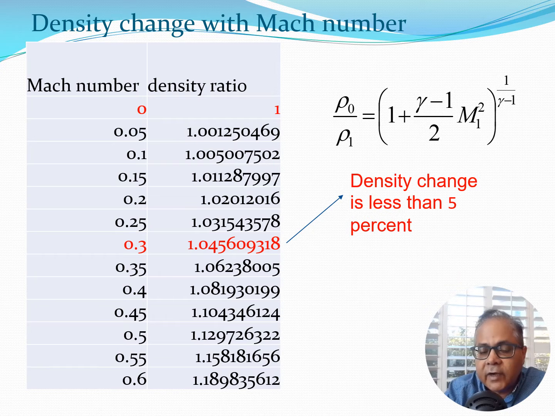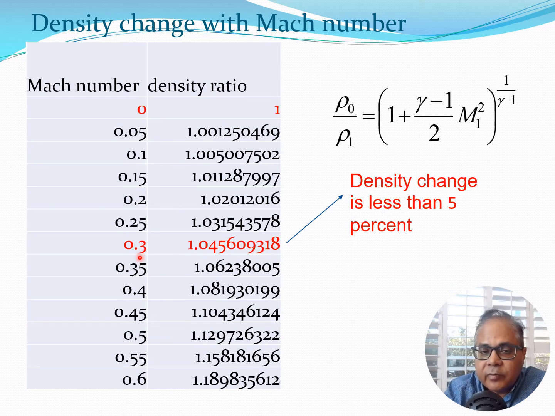So just to solidify that, I have put it in table form. Essentially what I did is I put this equation in Excel and I plotted it. You can also do this for clarification. And so you will get something like this here. At Mach number 0, the density ratio is simply 0. And as the Mach number goes up, the density ratio goes up.